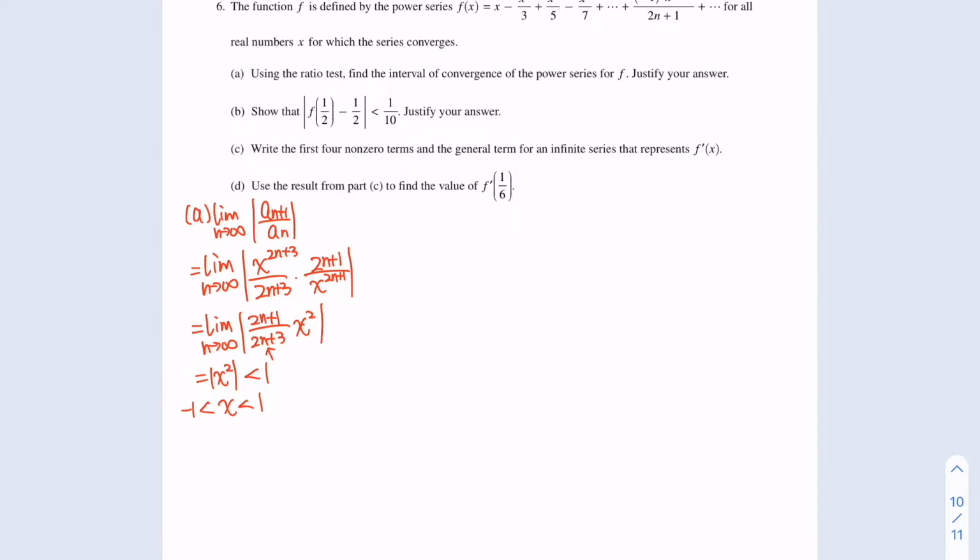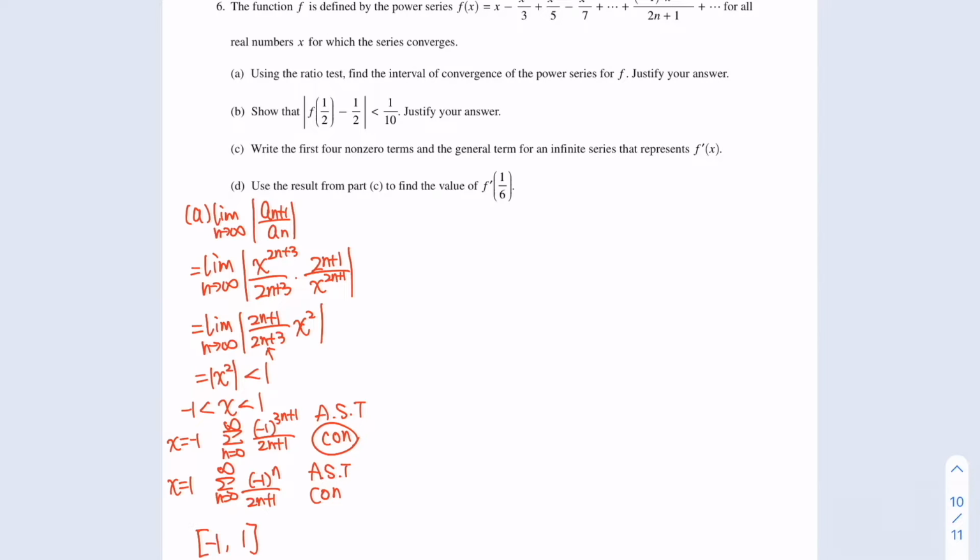Now we have to check the boundaries. When x equals negative 1, in the sigma notation here, we plug negative 1 in, so it's negative 1 to the 3n plus 1 over 2n plus 1. It's still an alternating series. Based on the alternating series test, this converges. When x equals 1, we plug 1 in. It's negative 1 to the n over 2n plus 1. Same thing, based on the alternating series test, it converges. The interval of convergence will be the closed interval negative 1 to 1.